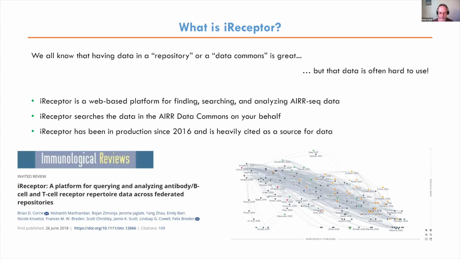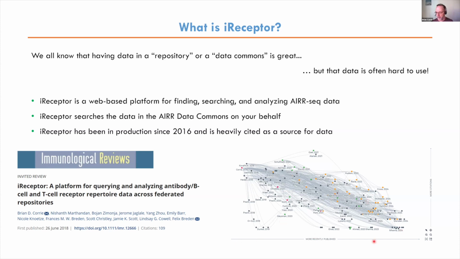We've been in production since 2016, and have had a substantial amount of data since 2018. The iReceptor paper was published in 2018. This on the right-hand side is a citation graph. The iReceptor paper is essentially here. Actually, I'm going to put on my laser pointer here. So this paper here is the iReceptor paper. These are all papers that have cited iReceptor as a place to find and store data.